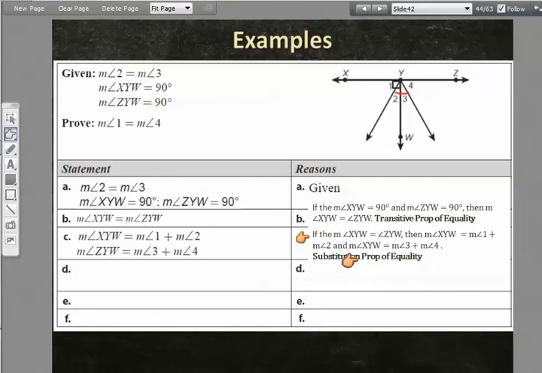Now if you look, all we did was substitution. Now look here, we are substituting, or rather plugging in, the measure of XYW, and here's what we're substituting. That's how we get that the measure of angle 1 plus the measure of angle 2 is the XYW. And then the measure of angle 3 plus the measure of angle 4, we're plugging in for the ZYW. Okay?